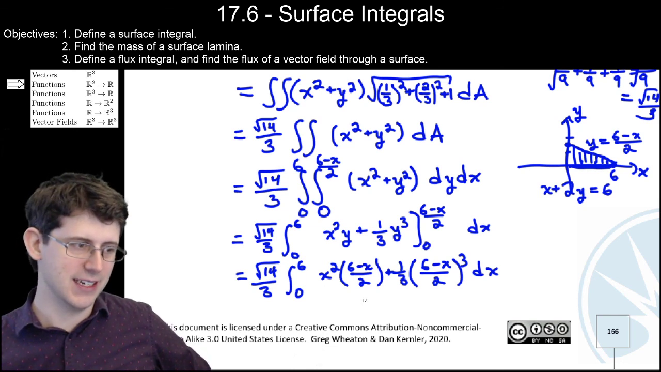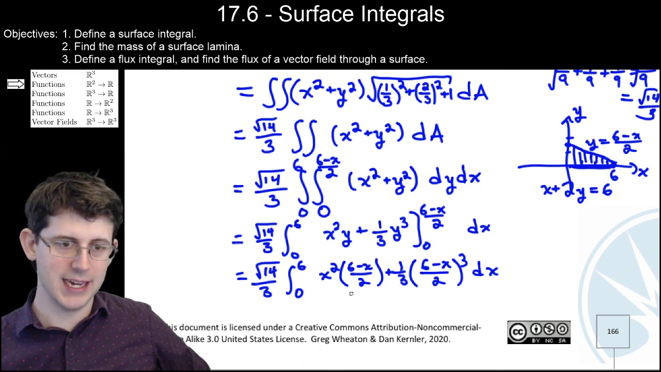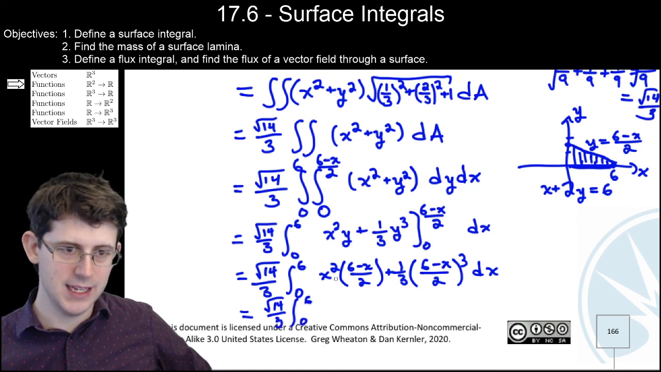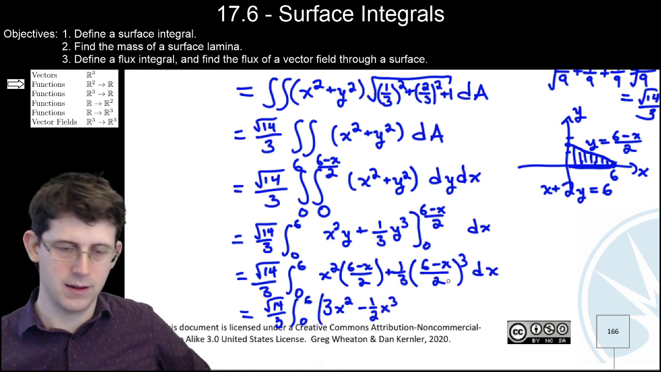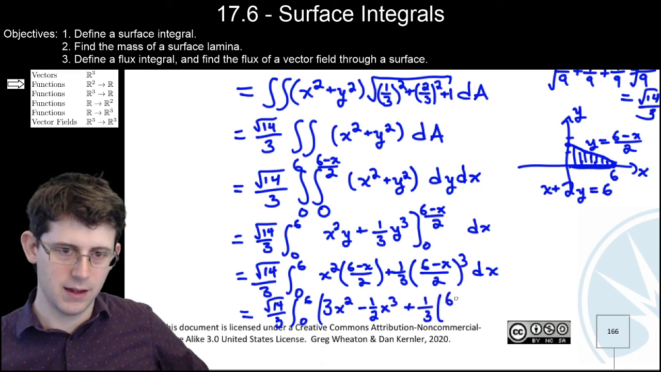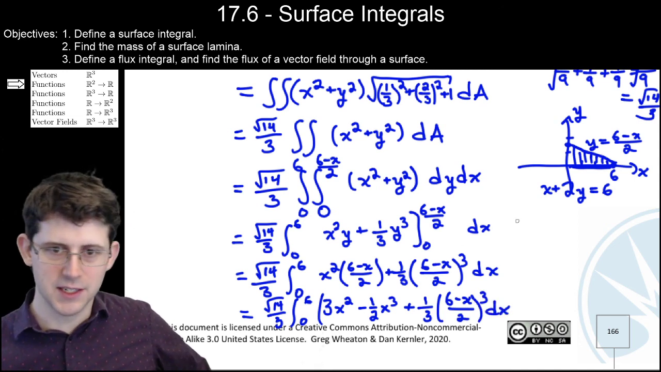Is there any nice way to do this? I don't really think so. This one I can multiply out. So I'll have 3x squared minus half x cubed. This one, I don't think it's useful to multiply it out. These early integrals I can just do.